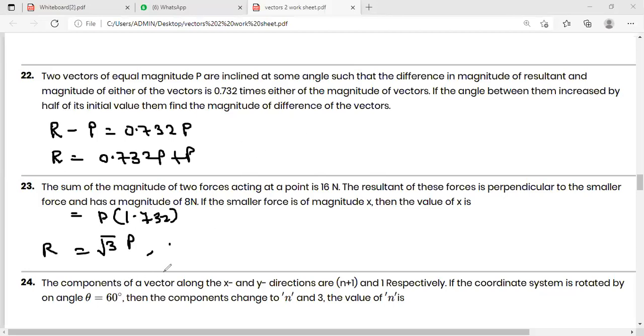That means if here the angle is theta, then what happened in the second case? In the second case, the angle is theta plus theta by 2. How much will it be? 3 theta by 2. Find the magnitude of the difference of the vectors. And again, you have to calculate the difference of the vectors.